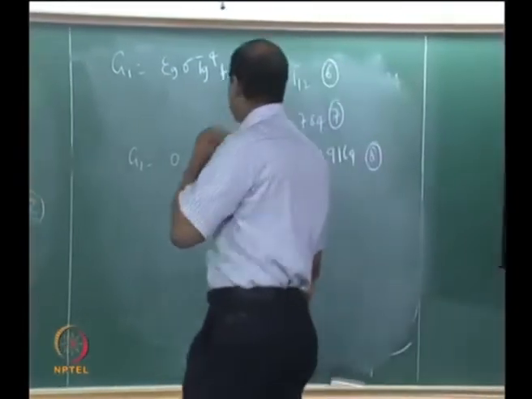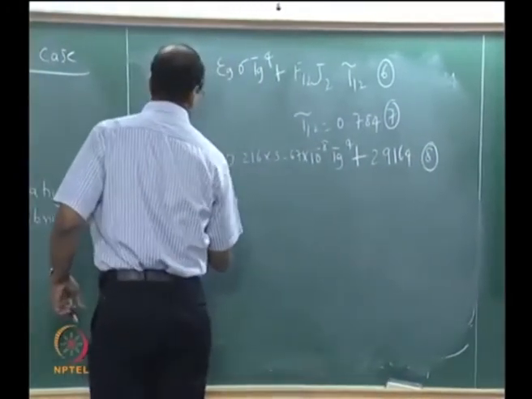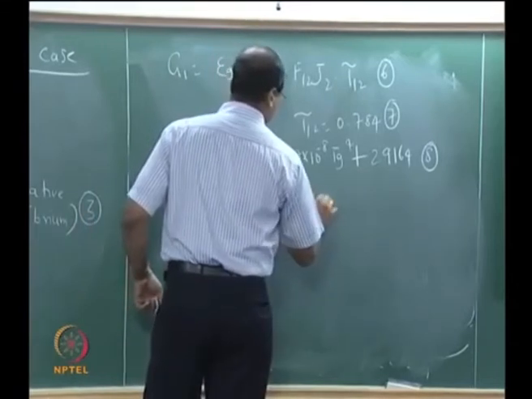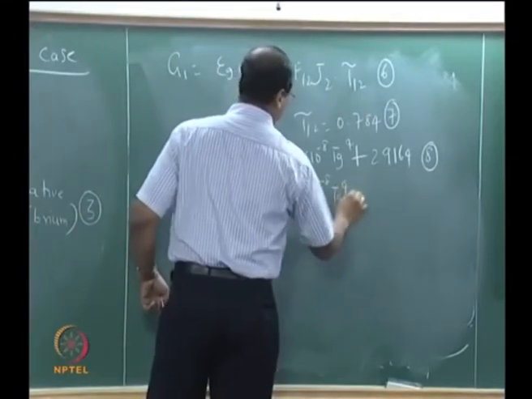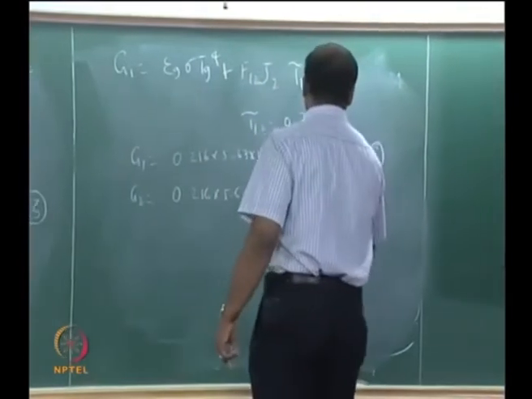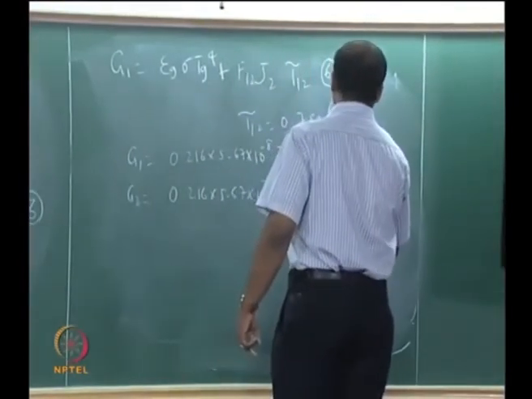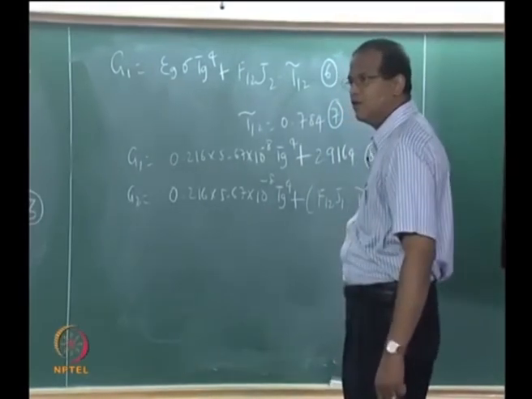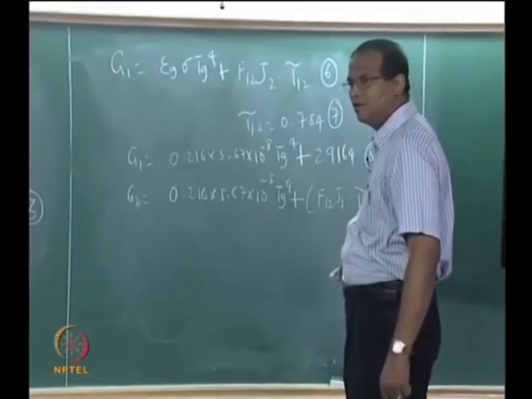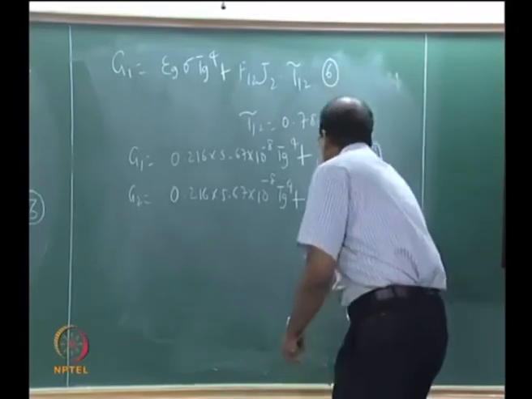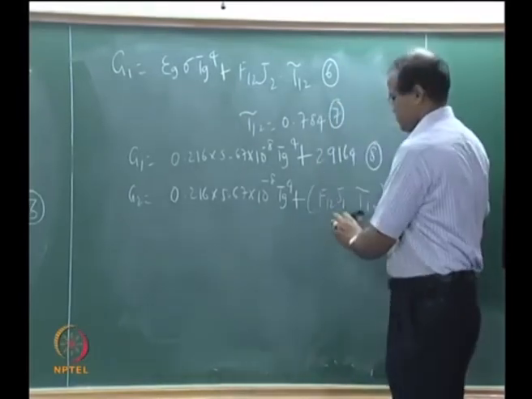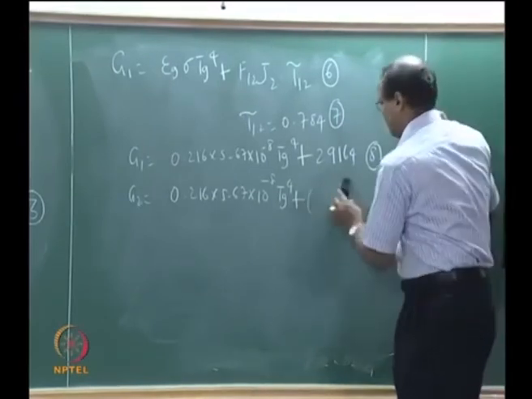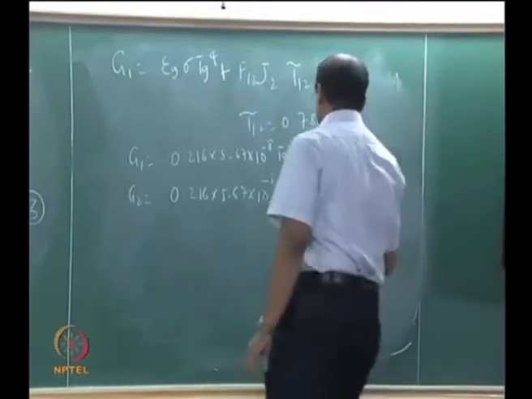Okay. So, G2 plus, this will be too much. How much is it? Okay. I will erase this. You have to calculate this. F12 is 1, J1 is 2.87 10 to the 5. This is 0.784. This is 2.25.